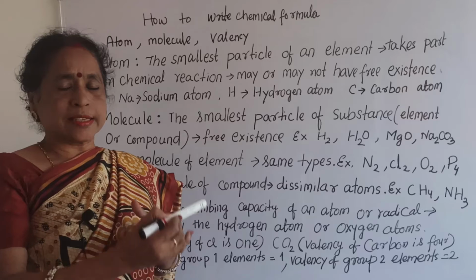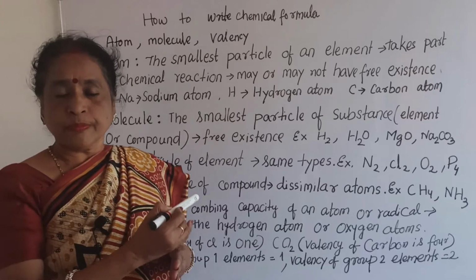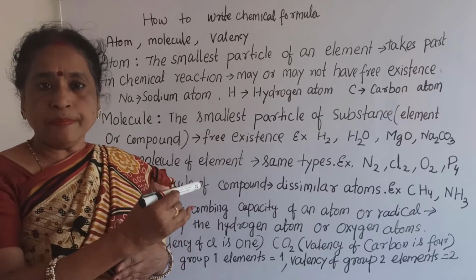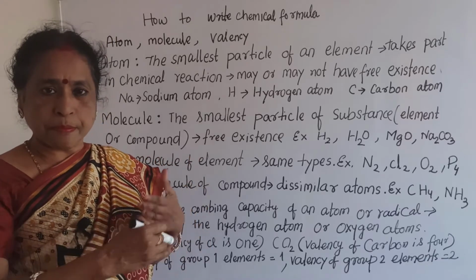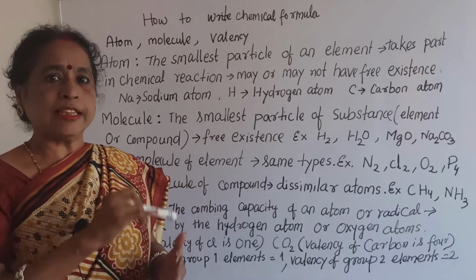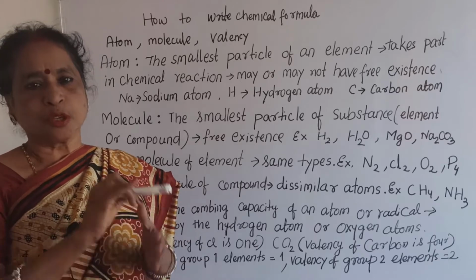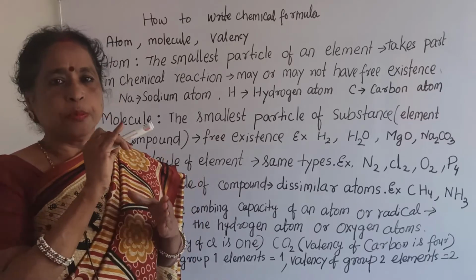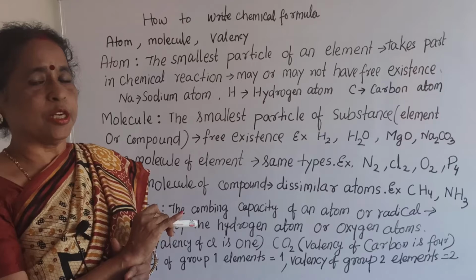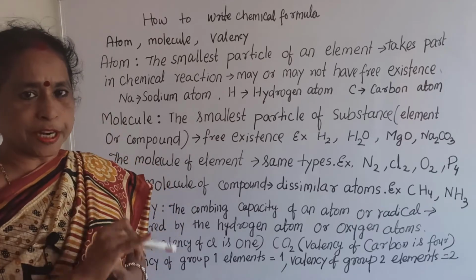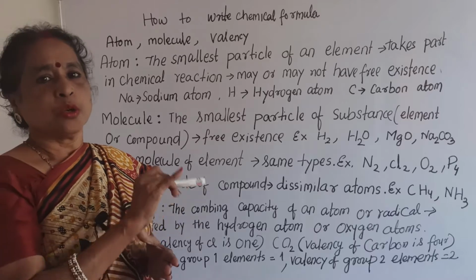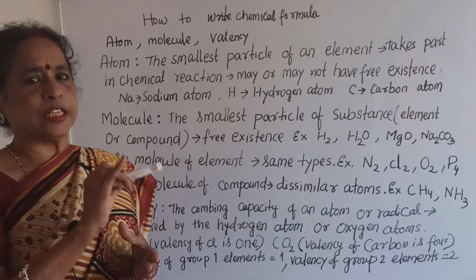So again start to remember the second group. What are they? Beryllium, magnesium, calcium, strontium, barium, radium. Here the valency is only 2. So it is easy to remember: group 1 elements in the periodic table have valency 1, and group 2 elements in the periodic table have valency 2.